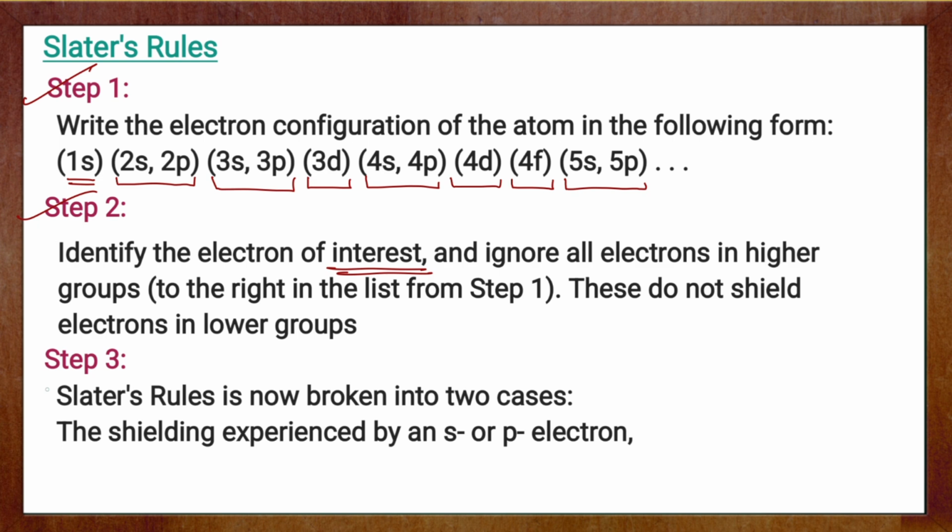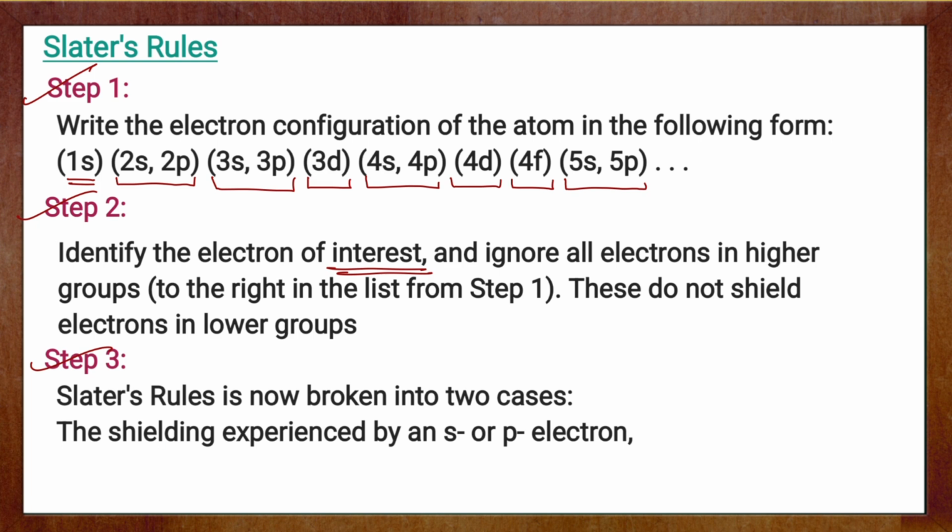Now in this step 3, this rule has to be broken into 2 different cases. Let us consider the shielding experienced by an S or P electron. One is the shielding experienced by an S or P electron, and in the second case, we will consider the shielding experienced by nd or nf valence electrons. So this is very important. The first 2 steps are common, and this step 3 is very important.